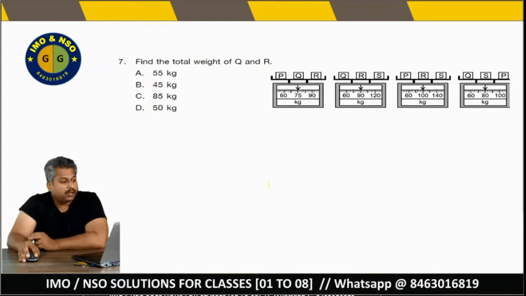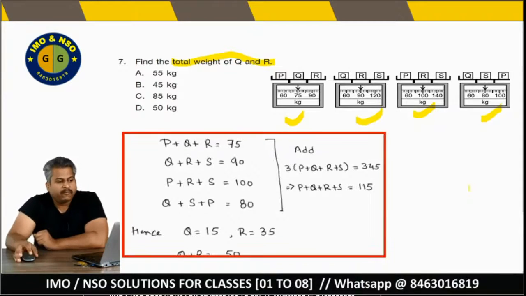Okay. Now, question number 7. In question number 7, it is given find the total weight of Q and R. So here, if we see, there are some weights in 1, 2, 3 and 4 which is given to us. So in the first option, it is given PQR. And what is the arrow showing here? The arrow is showing 75. So that means P plus Q plus R is equal to 75.